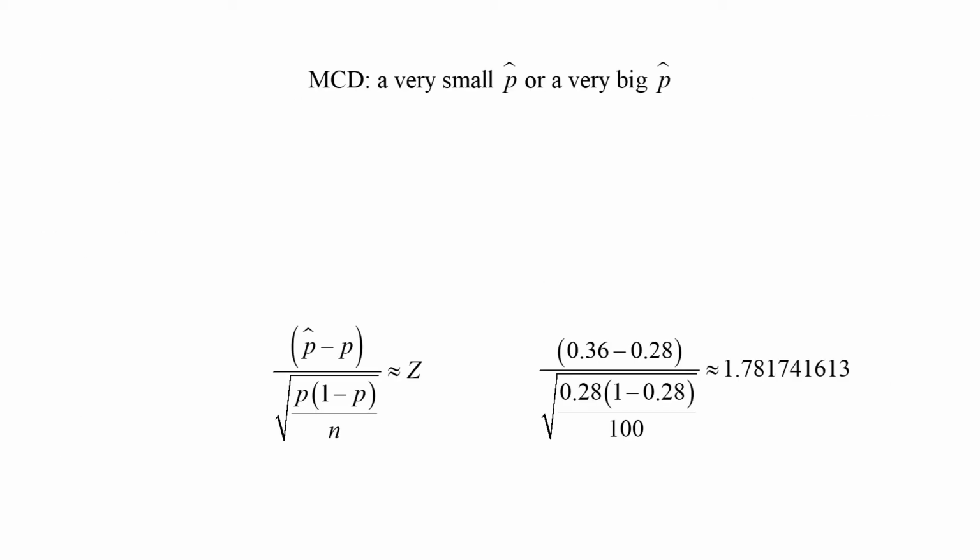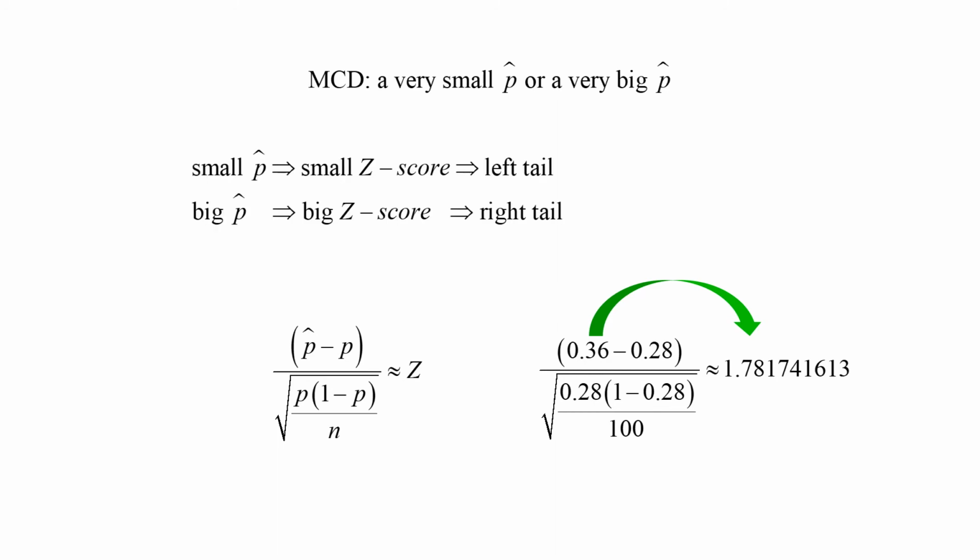Looking at our equation, p hat directly influences the value of the z-score. Small p hat means a small z-score. Big p hat means a big z-score. The small z-scores are on the left tail towards negative infinity on the z-graph. Big z-scores are in the right tail towards positive infinity. So this is a two-tailed test. Our z-score could be very small or really big. The farther the z-score gets away from the mean of 0, the more convinced we are that the real probability of him choosing Spock is not 0.28.